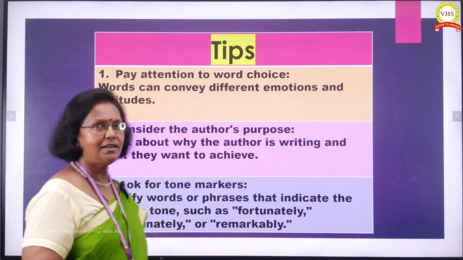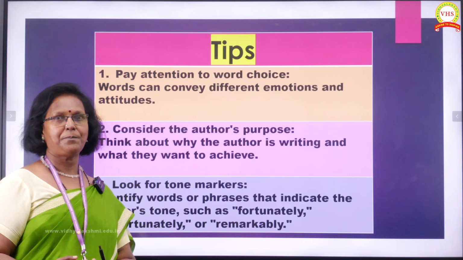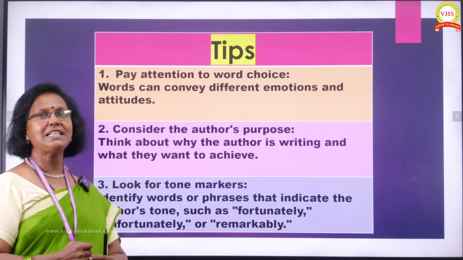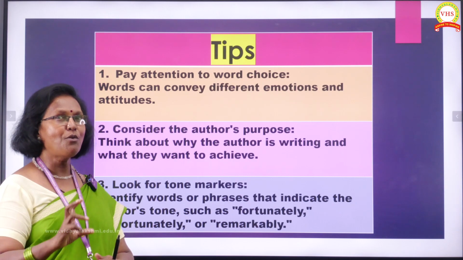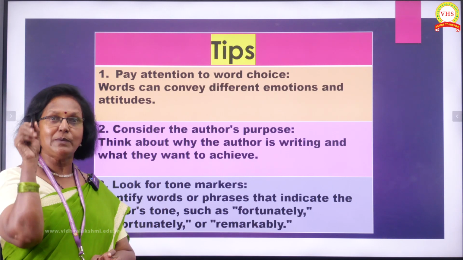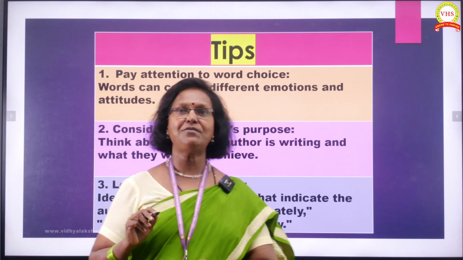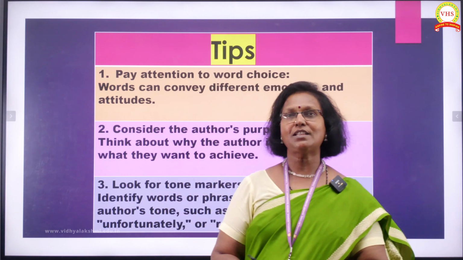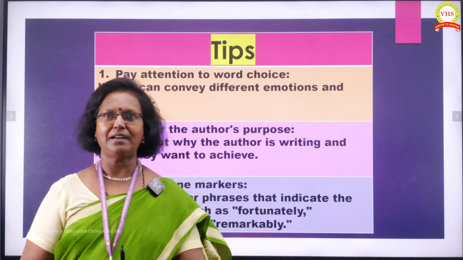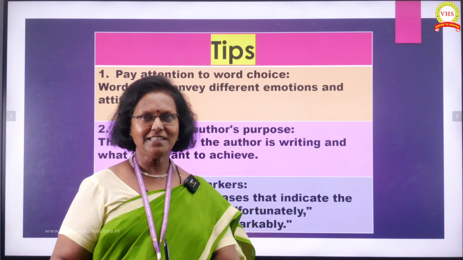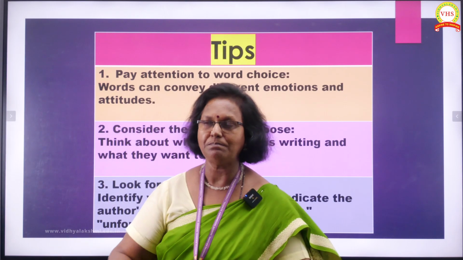The second one that is given here is to consider the author's purpose. What does the author want to convey? Think about why the author is writing and what he wanted to achieve with that. And then look for tone markers. It doesn't mean that something will be written, hey, check here. Nothing like that. What should you do? You should check for words and phrases which indicate the author's tone, unfortunately, remarkably, or anything for that matter. Did you understand till here? Yes? So let's see some more author's tones now.